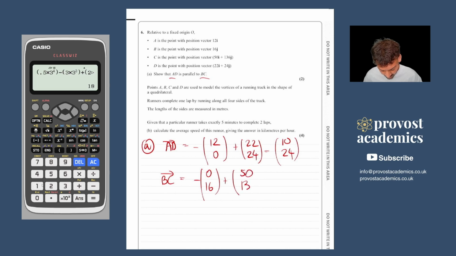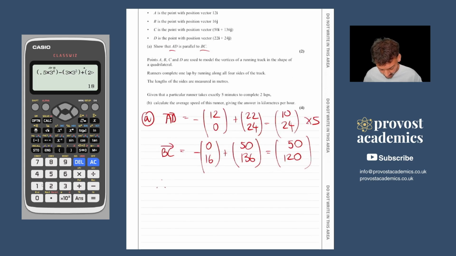Plus C, 50, 136, so that gives me 50 and 120. And clearly I hope you can see that this is effectively just 5 times AD, right? So I can say therefore BC equals 5 times AD, hence parallel, and QED.